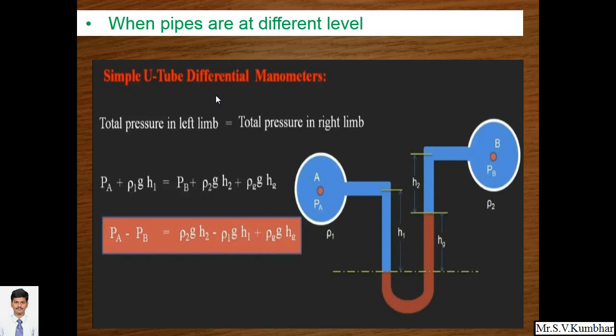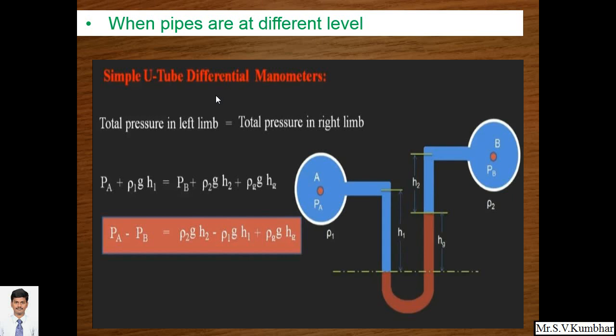So if you consider left limb above datum surface, in the left limb PA plus rho 1 G H1, these are the two pressures acting above XX, that is datum surface. In the right limb, three pressures are there. First, pressure at center of pipe B, that is PB. Next, pressure of blue colored liquid in right limb, that is rho 2 GH2, and pressure of heavy fluid, that is rho G GHG.